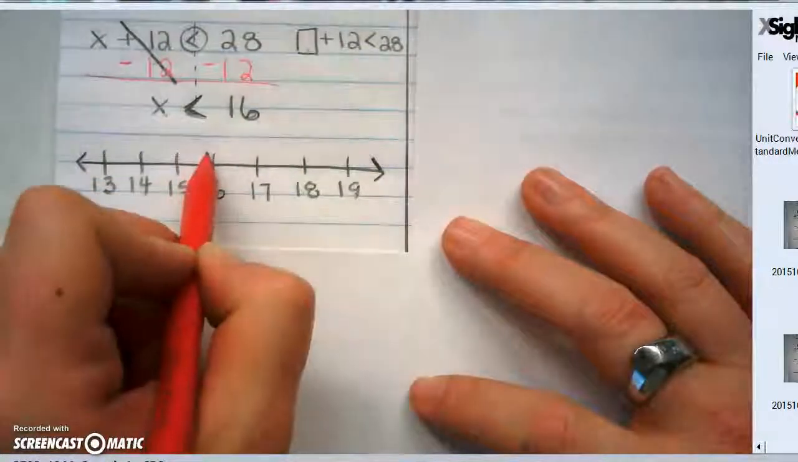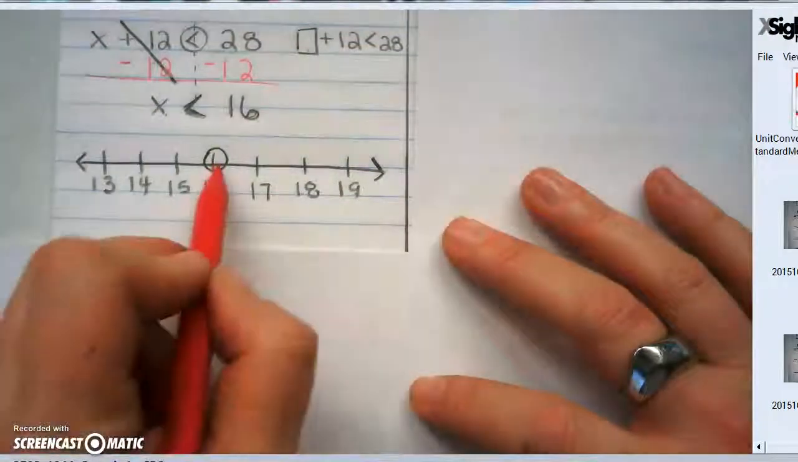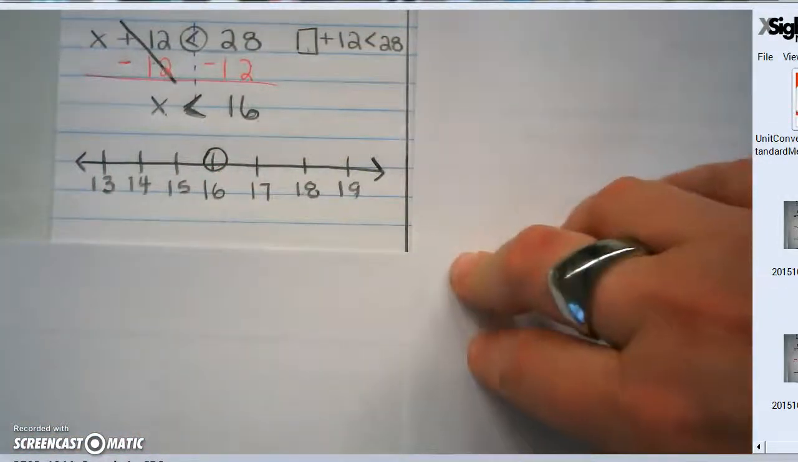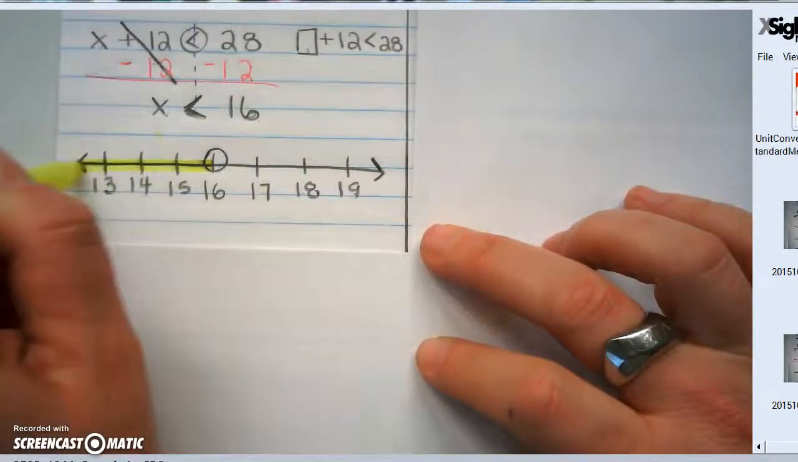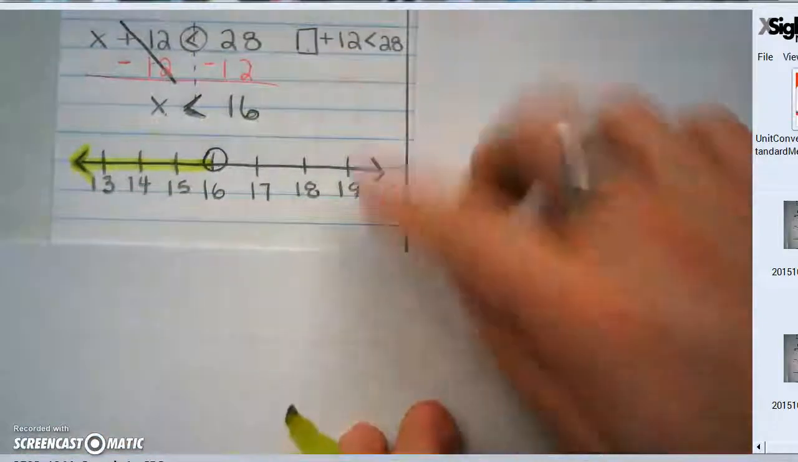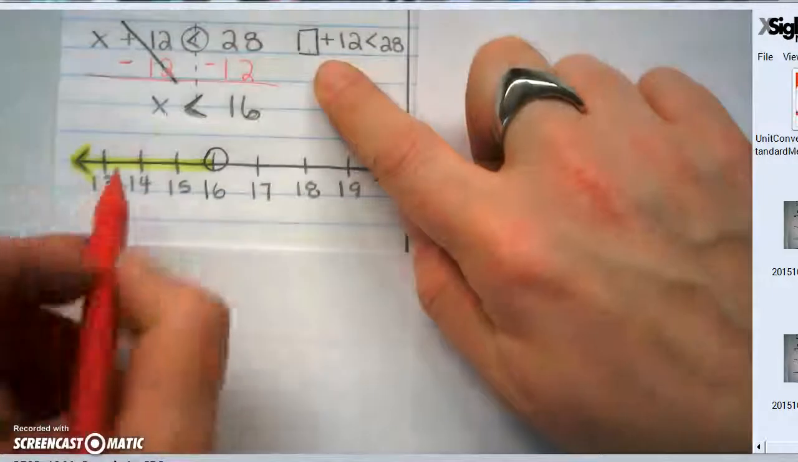Here I'm going to show that x has to be less than 16. So I'm going to mark 16 with that open circle. Don't fill it in. And as long as x is any number less than 16, this sentence right here will be true. Well, let's see what that looks like.